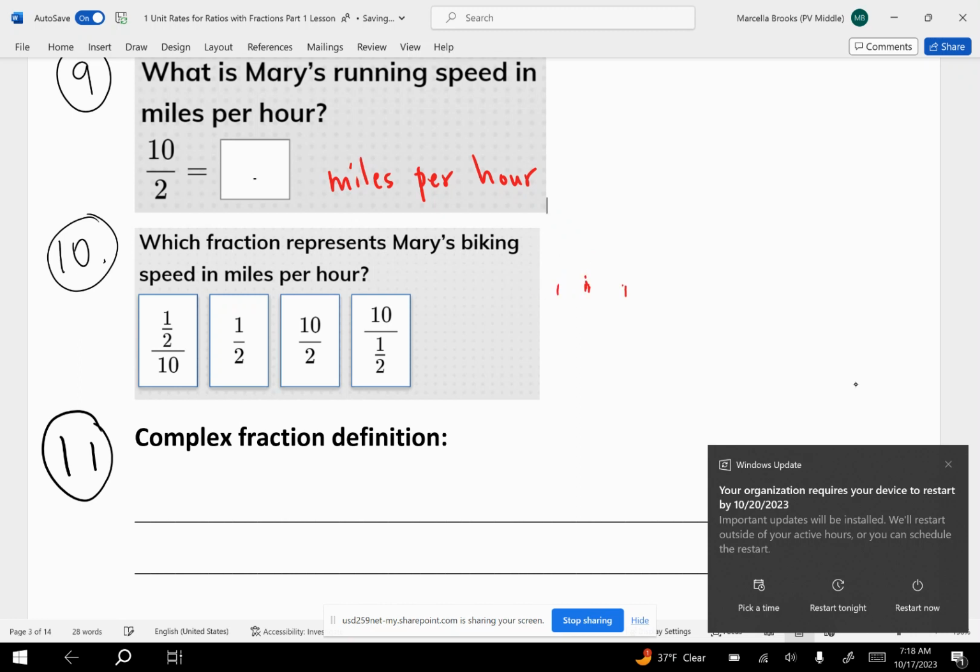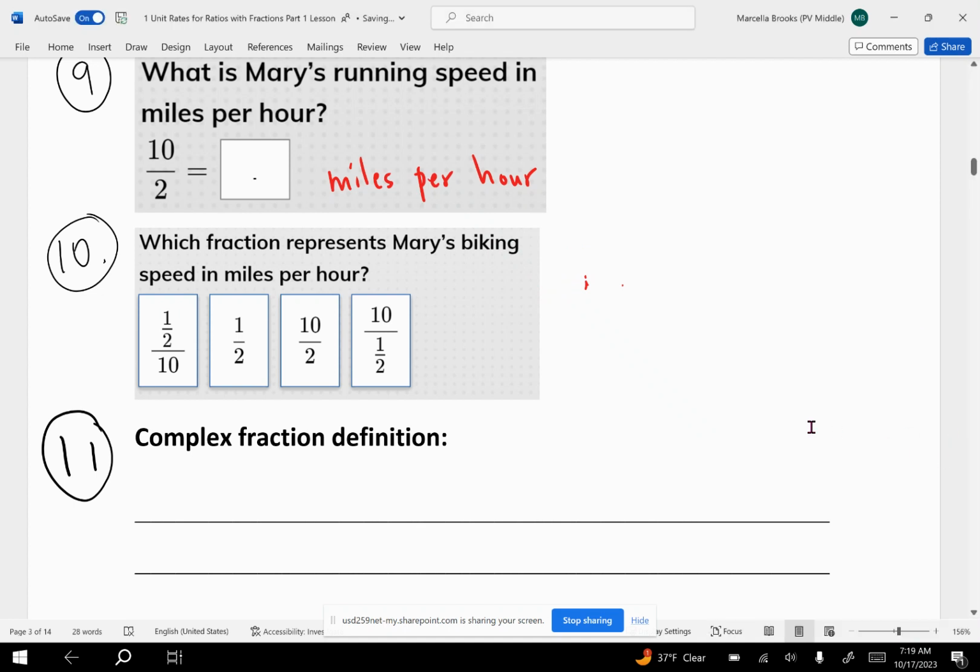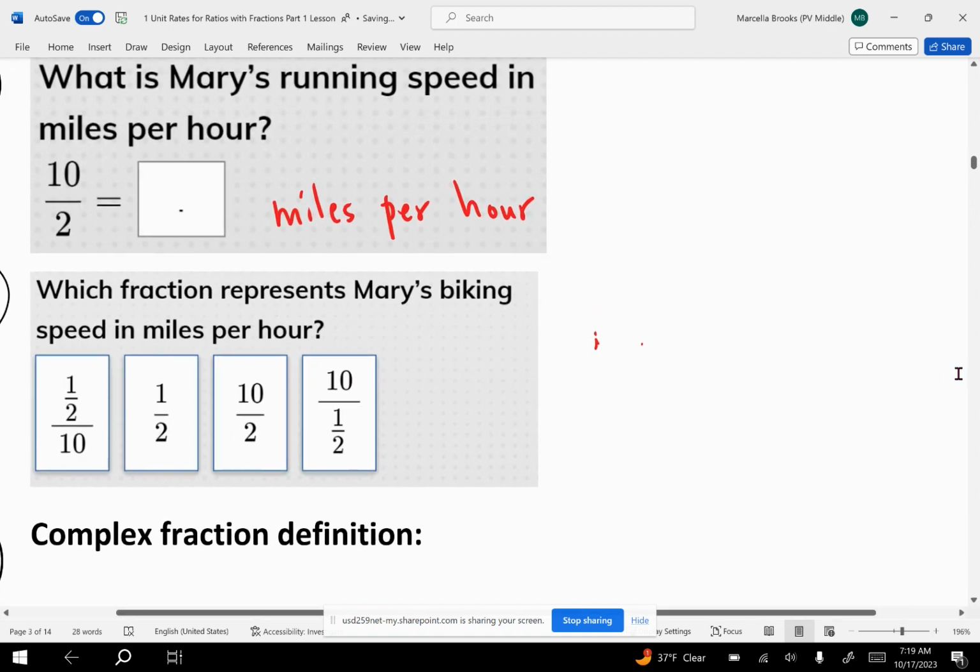Oh, maybe I'll zoom in a little more. That probably won't help me though. I feel like I just restarted this and I still have to restart it again.